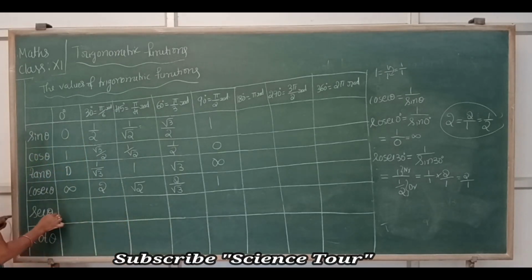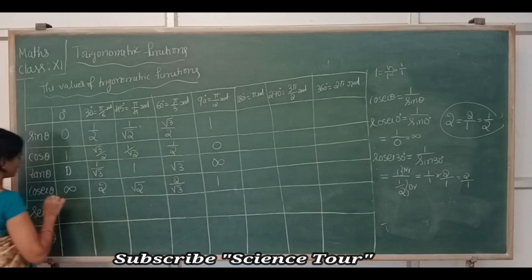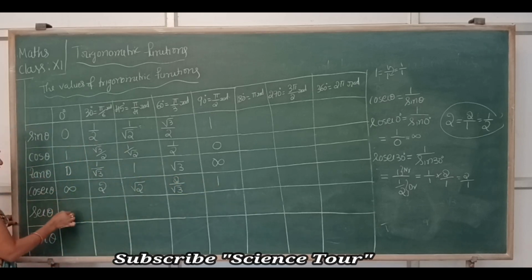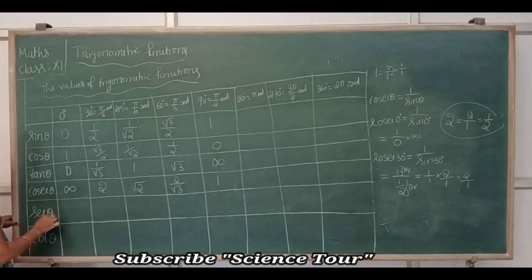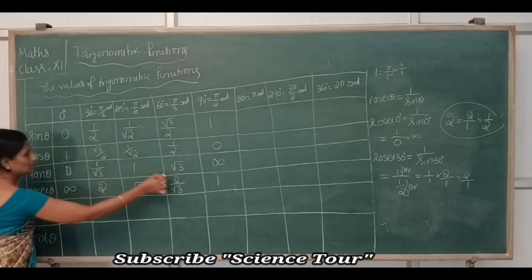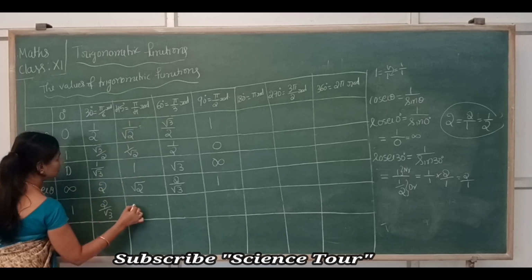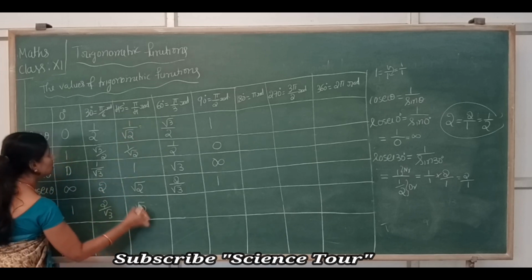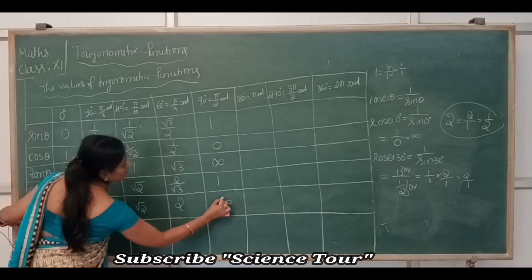The next is secant. How to write secant? Write the reverse of the cosecant values. The reciprocal of the cos value gives secant. This is easy, right? Secant 0 is 1. Secant 30 is 2 by root 3. Secant 45 is root 2. Secant 60 is 2 and secant 90 is infinity.